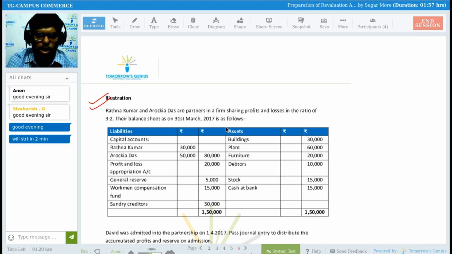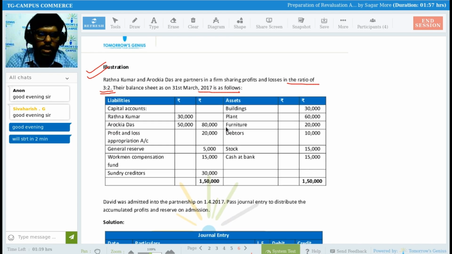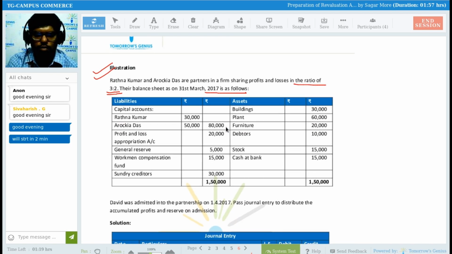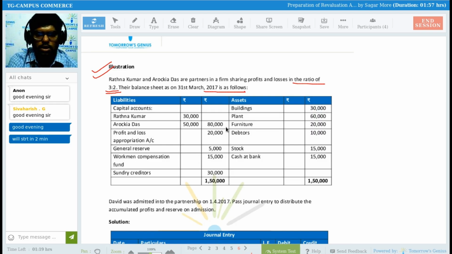Ratna Kumar and Arokia Das are partners in the firm, sharing profit and loss in the ratio of 3:2. Their balance sheet as on 31st of March 2017 is as follows. Debit was admitted into the partnership on 1st of April 2017. Pass a journal entry to distribute the accumulated profit and reserves on admission. Now tell me, on the liability side of the balance sheet, is there any profit?